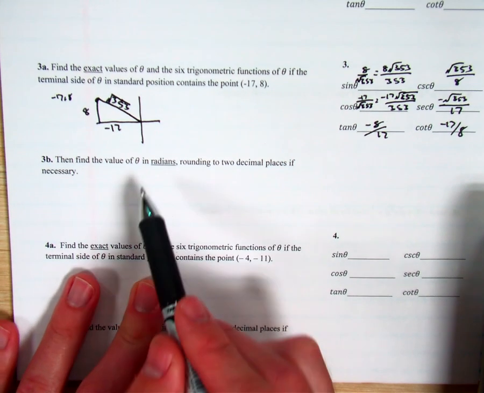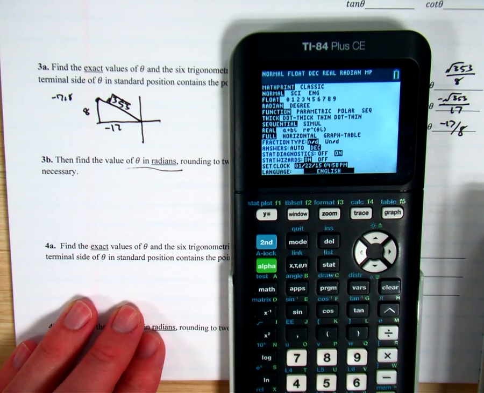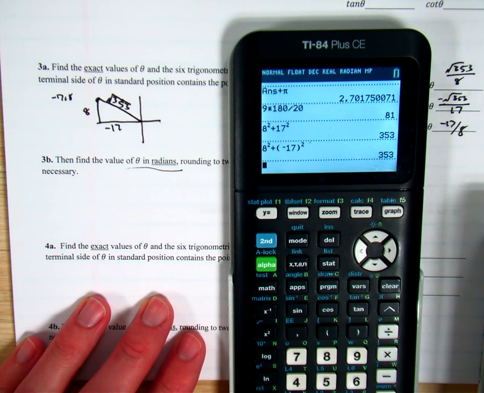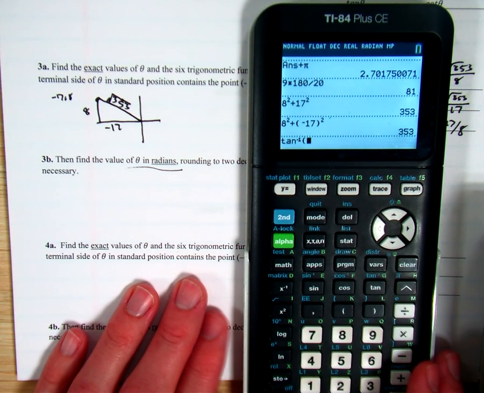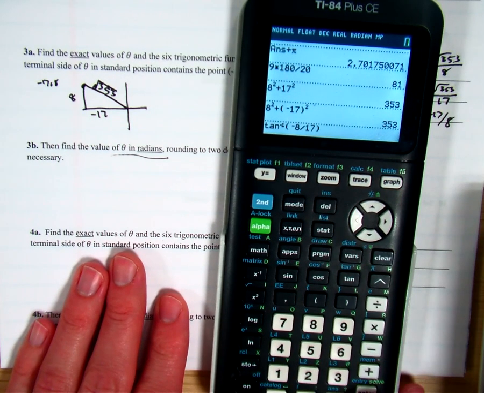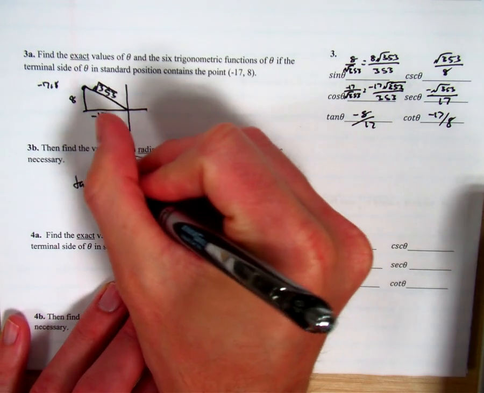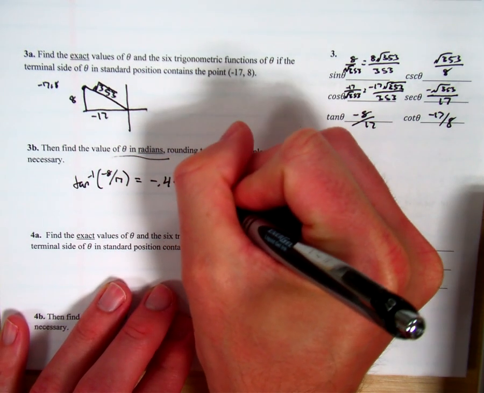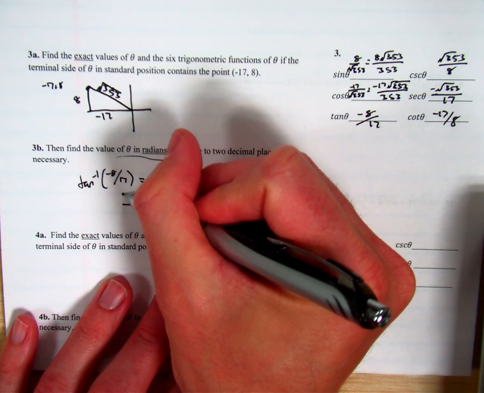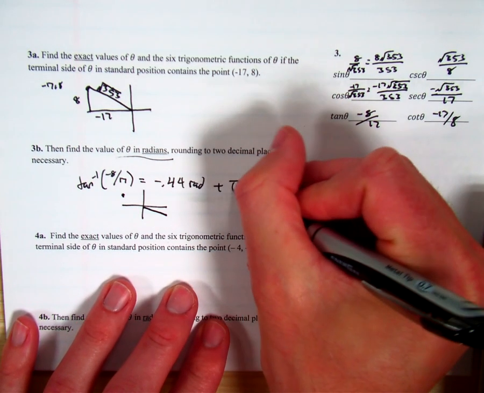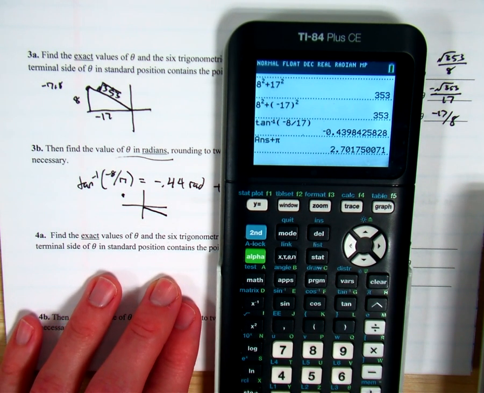Okay, part B, finding your theta in radians. So we're going to go to mode, and we're going to make sure our calculator's in radian mode. Just to make it easier to avoid doing a radical, I'm going to use tan inverse. Second tan inverse of negative 8/17 is negative 0.44 radians. Okay, that's going to be down there somewhere. We need it to be up here. So we're going to add pi, plus 3.14. So we have 2.70 radians.